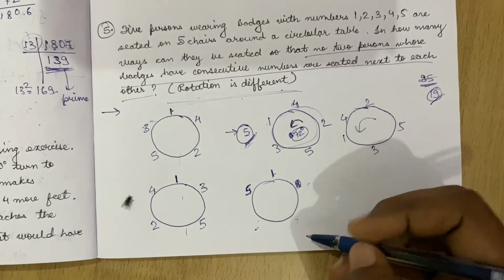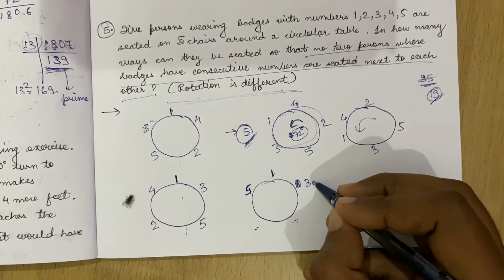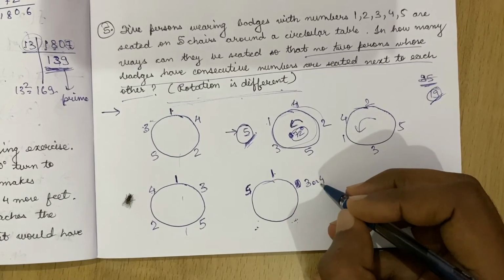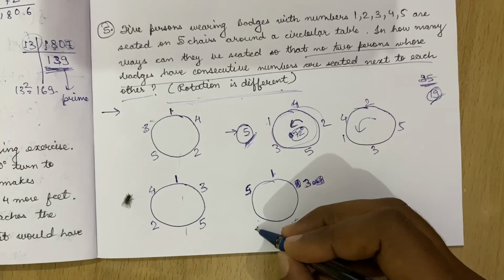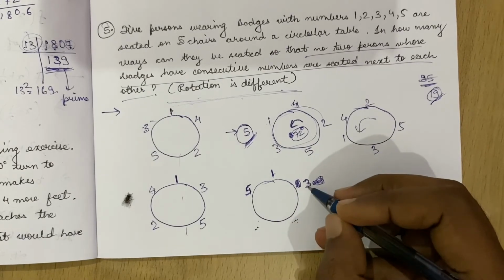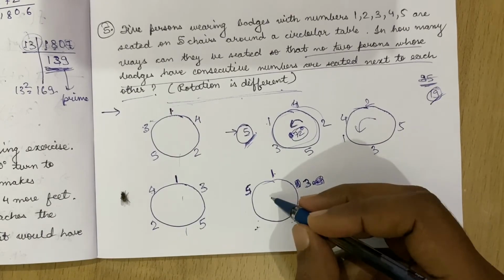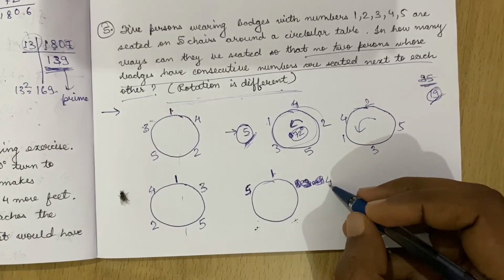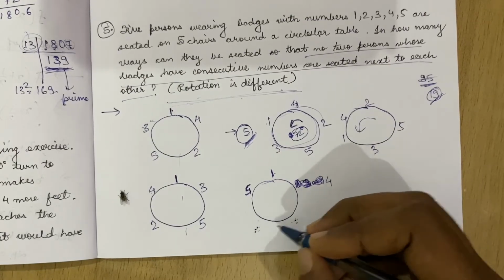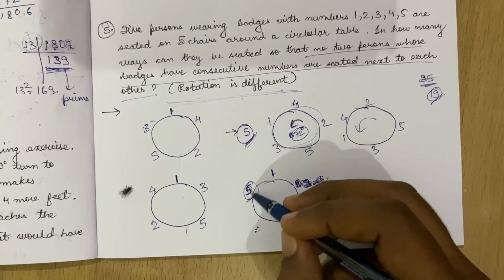2 can't come here, so 2 will come either here or here. So this number could be either 3 or 4. So let's say it's 3 for first case. Then 4 can't be here because 5 is here. 4 can't be here, so this is not possible. If 4 is here, then 2 and 3 would be consecutive. So setting 5 here is not possible.